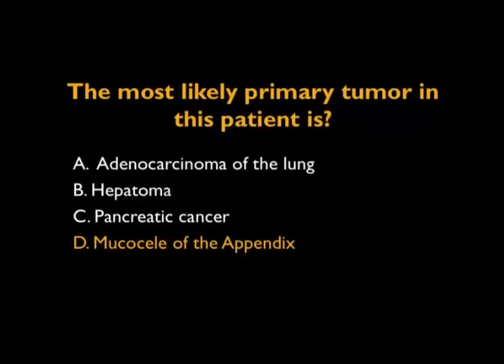You can see pseudomyxoma peritonei with ovarian cancer. You can see it with gastric cancer. You could see it with certain common duct tumors. You could see it with carcinoma of the appendix or mucocele of the appendix. So a very nice example, and D is the correct answer.